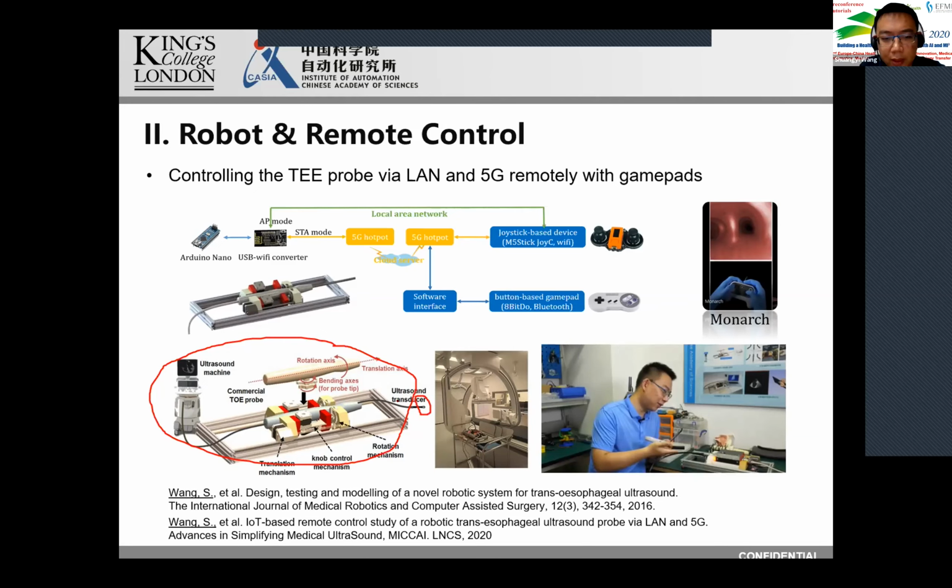And at the tip of the probe, there's an ultrasound transducer. So what we did is we built a robot. This is the thing that I show at the bottom. You can put the probe into the system and the robot will take over and it becomes something that you can remote control.